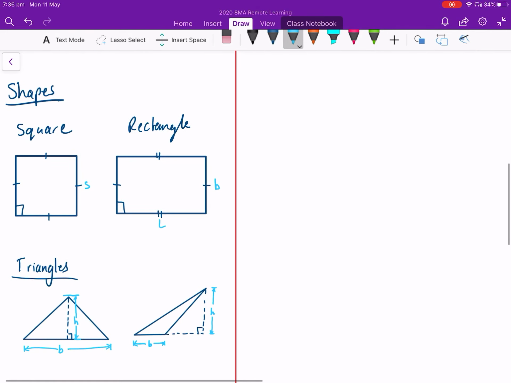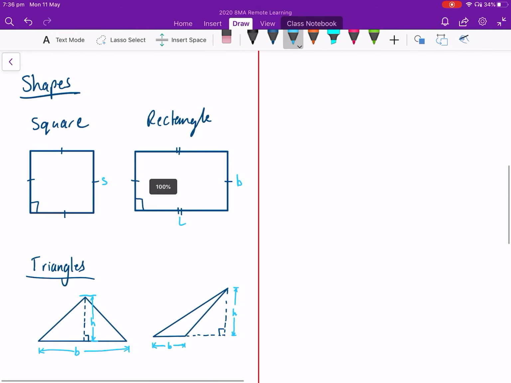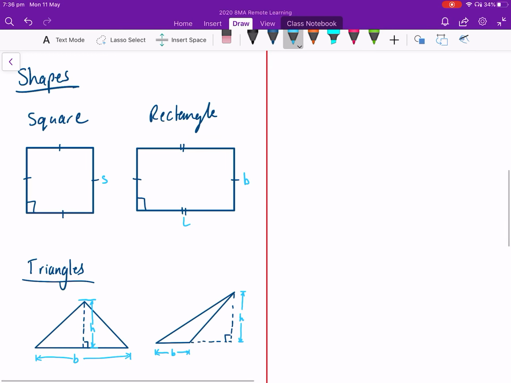So let's have a quick look at some of the shapes that you should have learnt last year, and it is perfectly fine if you forgot them. So in a square here, it says through the dashes in each of the sides that they're all of a side length S. So the area here will be S times S. So it's going to be S squared. And our units here, which aren't given, so we're going to write units squared.